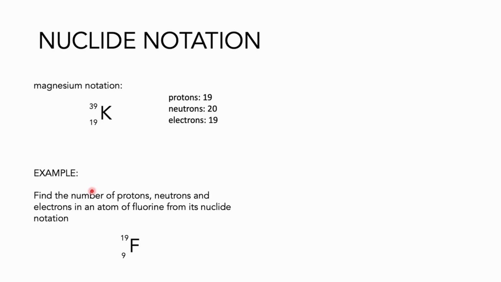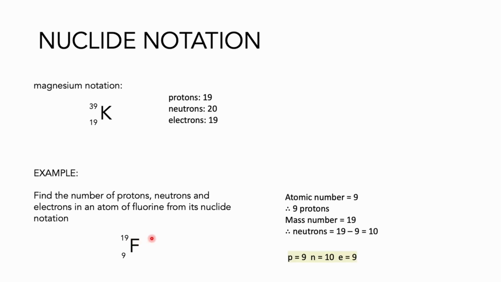Here's an example where you may be asked to find the number of protons, neutrons, and electrons in the atom from the notation. So the atomic number is 9, so we know that there are 9 protons. Also, because there's no charge on this, there will also be 9 electrons. The mass number is 19. So to find the number of neutrons, we do 19 minus the number of protons, which is 9, to get 10 neutrons. So there are 9 protons, 10 neutrons, and 9 electrons.